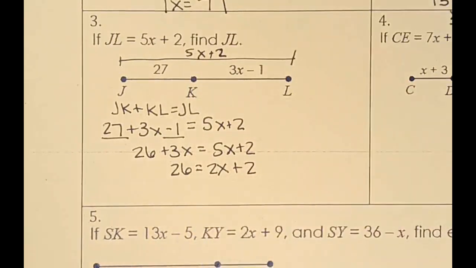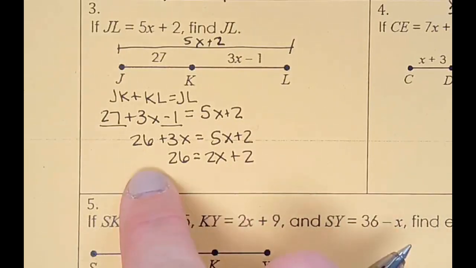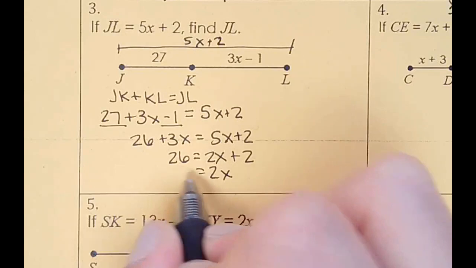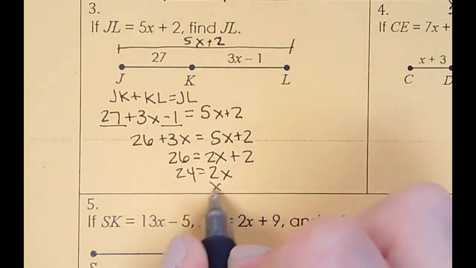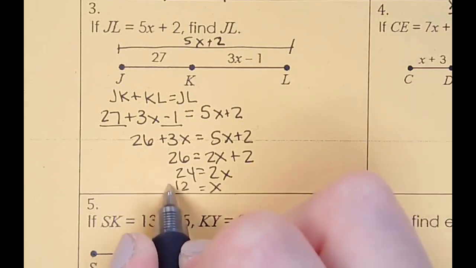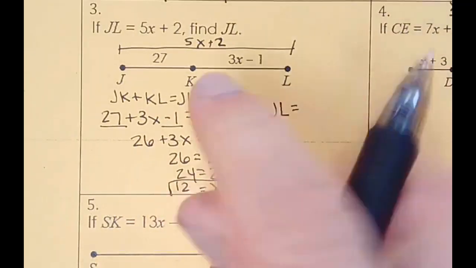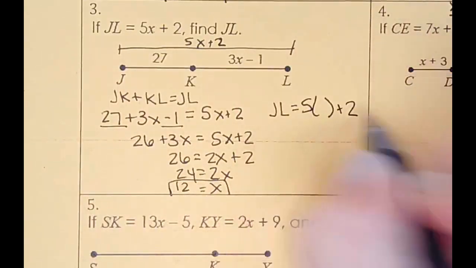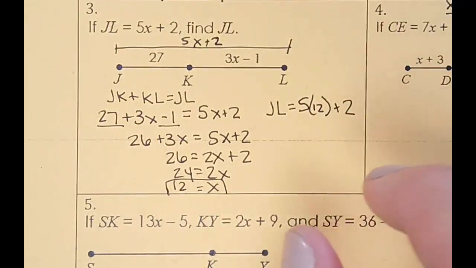Subtract both sides to get this 2 to the left. So on the right is 2x. On the left, 26 minus 2 is 24. Divide both sides by 2, so x equals 12. Ultimately, I needed to find out what JL is. So JL is represented by 5x plus 2. Instead of x, we're going to be plugging in 12. 5 times 12 is 60, plus 2 is 62, so JL is 62.